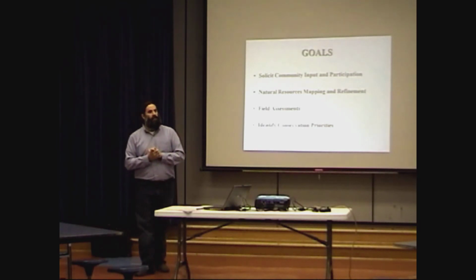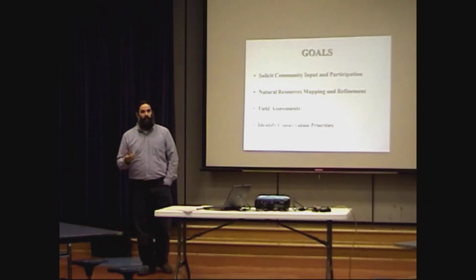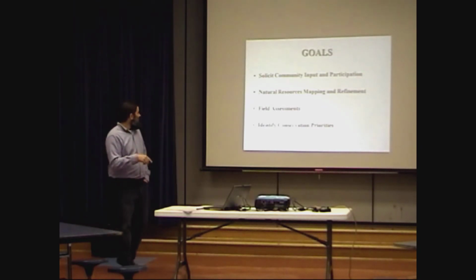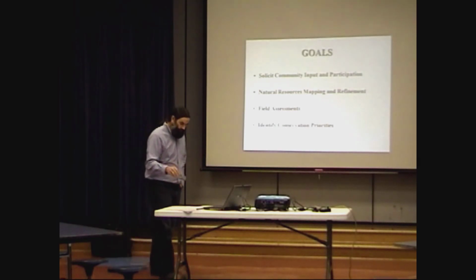And then we were also looking for any species of conservation concern, and that is derived from the list that came out of the Wildlife Action Plan. So these included endangered and threatened, but also other species that are of conservation concern because they're declining in the state. So then that brought in the field assessments part. And then the ultimate goal of this was to identify conservation priorities.